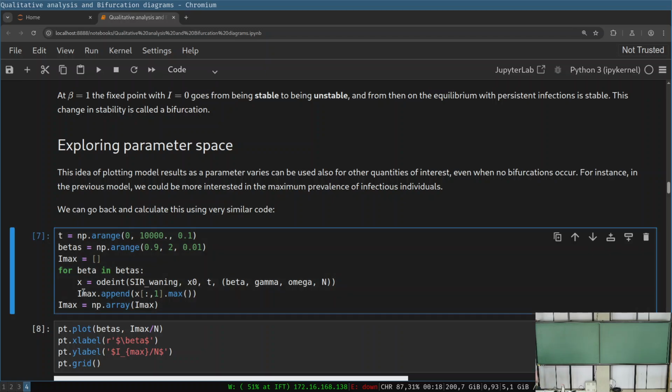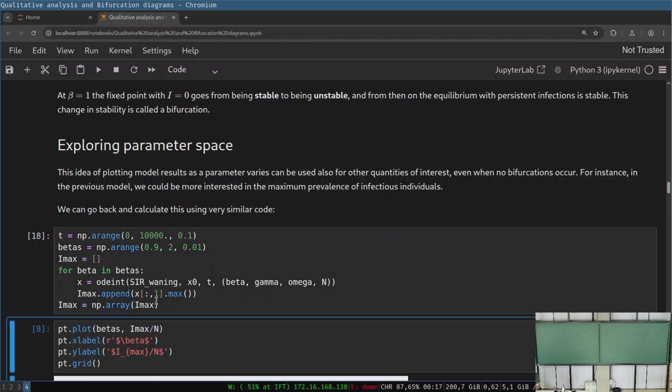So instead of simulating and then only taking the last value, I can go here. I do exactly the same as before, but now instead of looking at the maximum value, I take the second column, that is prevalence, the I, and I look for the maximum value. Okay. What is the maximum value? It's where it reaches the highest peak. And then I just save this into this array over here, and I plot it, okay?